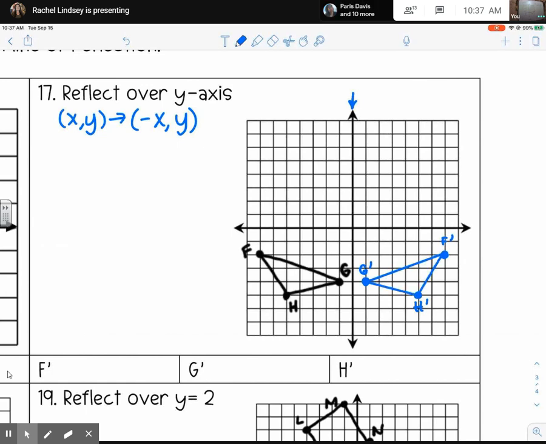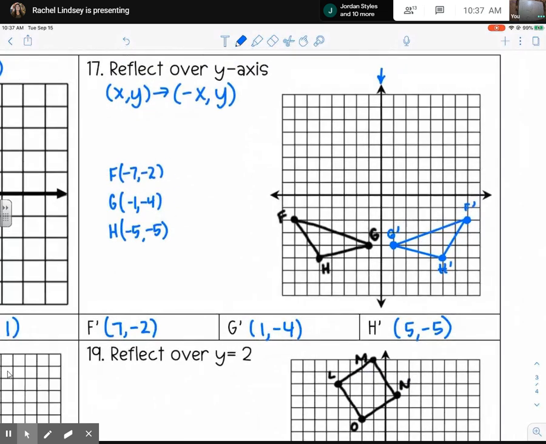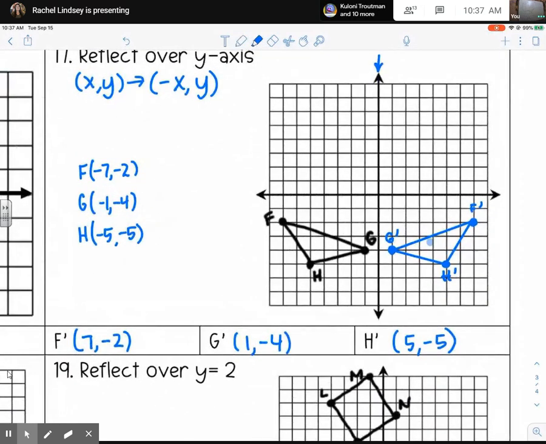And again, you could have done the coordinate rules. So F's at (7, negative 2), G's at (1, negative 4), and H is at (5, negative 5). H prime is at what? 7, negative 2.